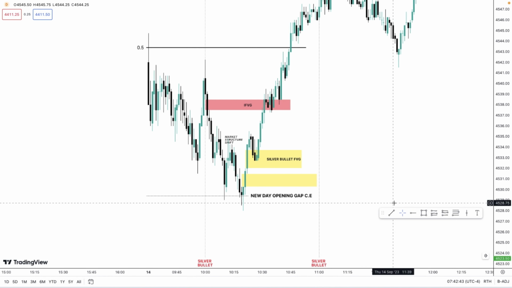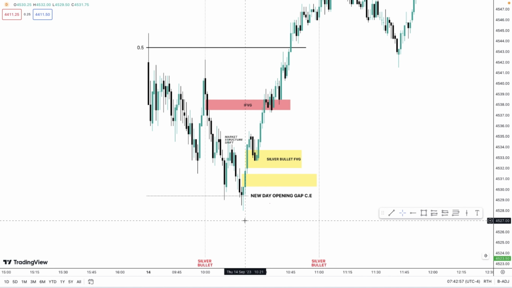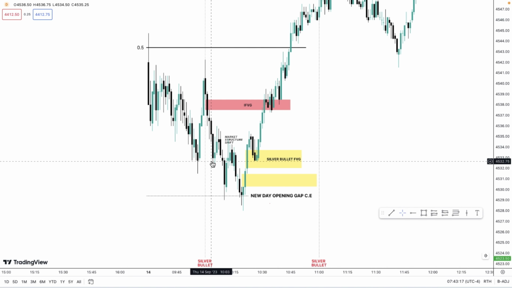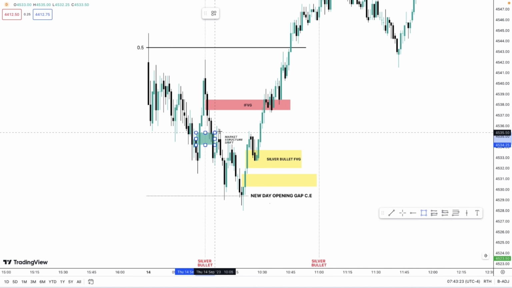Okay, previously I ended on the 15th of September. So now I'm going to continue from the 14th. On this trading day, the 14th of September, we see price creating a fair value gap. But what kind of fair value gap? An inversion fair value gap. So it's the opposite of a fair value gap. We see price creating the fair value gap immediately at 10:01, trading lower. We see another inversion fair value gap in this case.